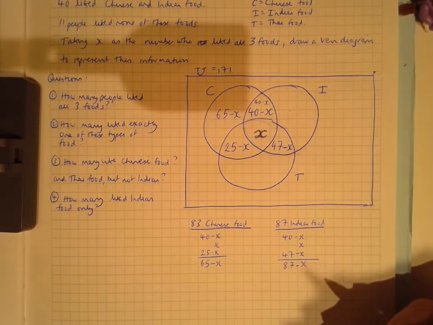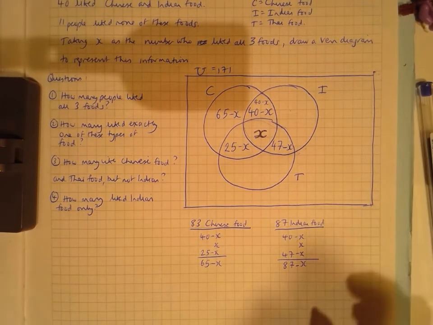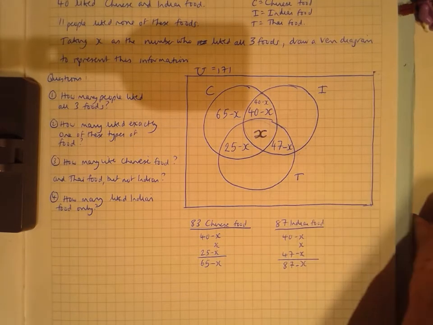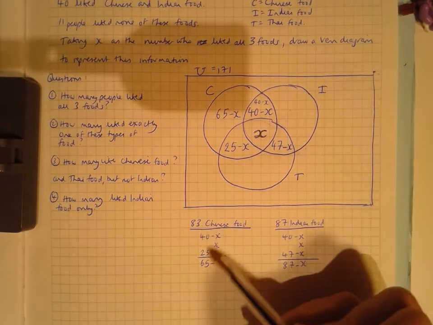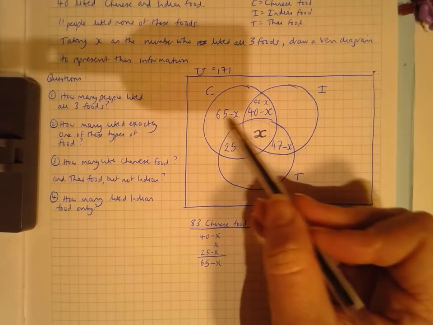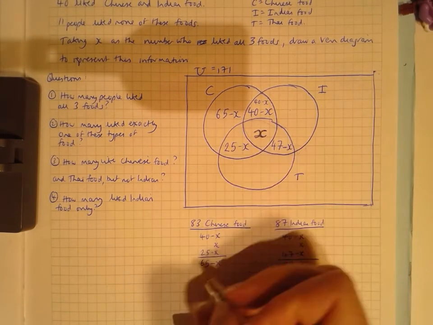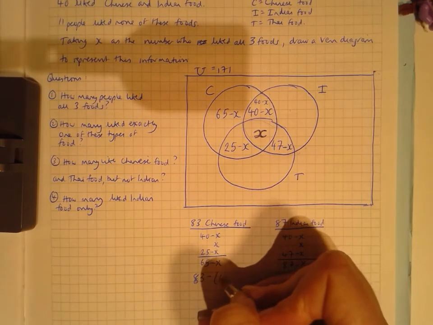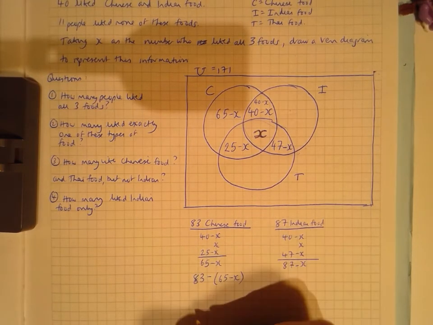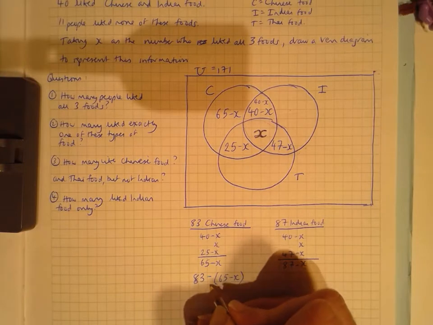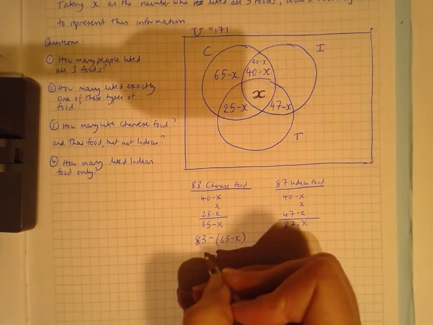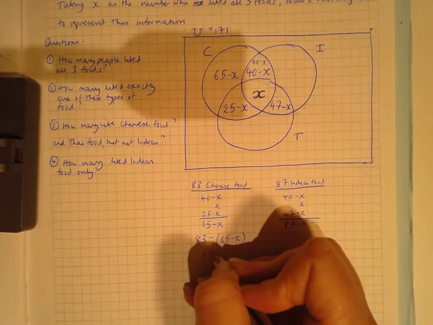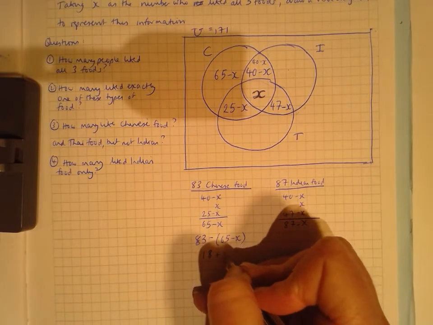No. Okay, I've made a mistake here, haven't I? I said 65 minus X is what I already have. So actually in here goes 83 minus 65 minus X. Yeah, I knew I'd made a slip there. 83 minus 65 minus X, you probably spotted it already, which is 18 plus X people.